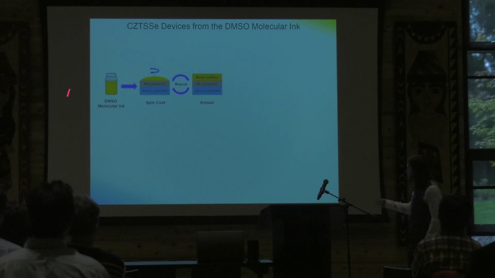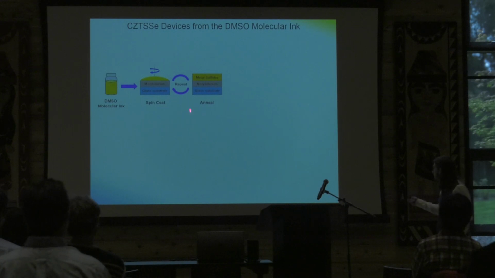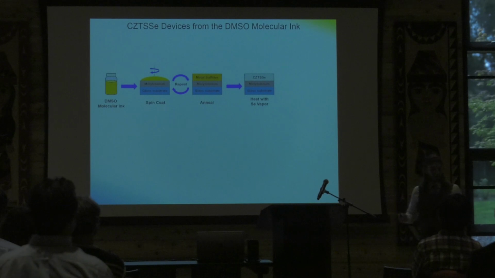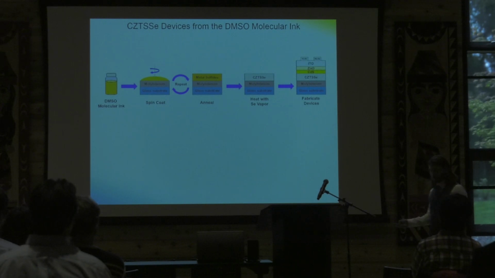So we start with the DMSO molecular ink, and we spin coat it and anneal it at the lab scale. You can imagine other scale-up ways to deposit this ink, but we get a metal sulfide film here, and then we go through a selenization step where we heat with selenium vapor at around 500 degrees Celsius. And then after that, we finish the device with a number of steps that I'm not going to go into. But these are the 4 major steps that are involved in making a CZTS film.